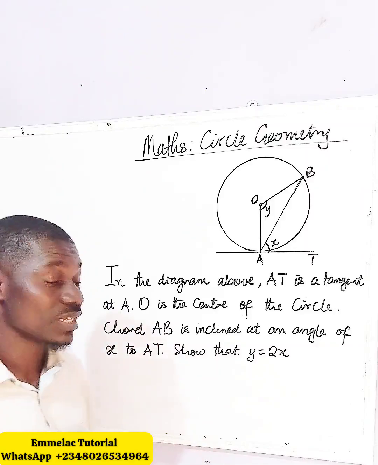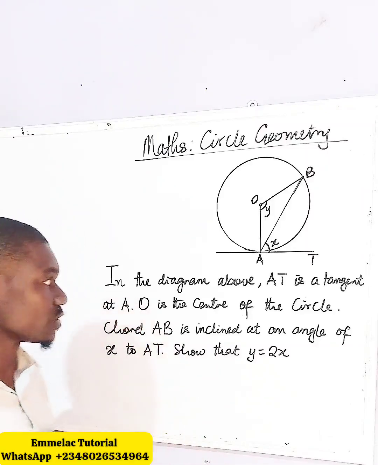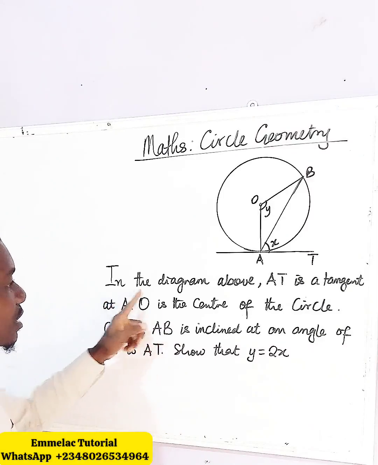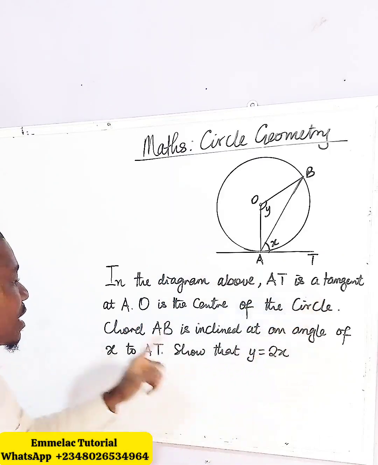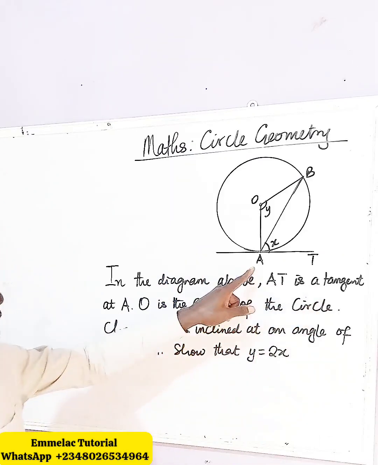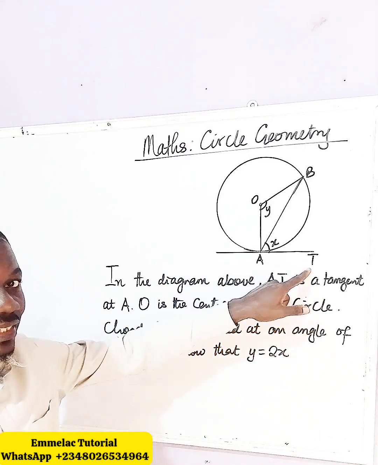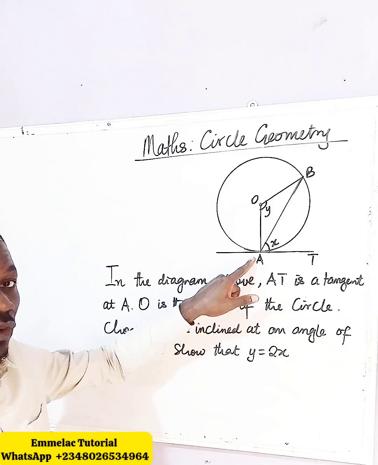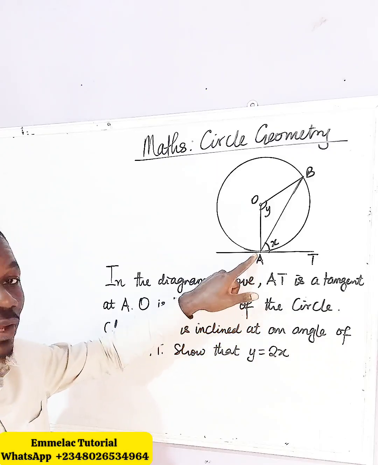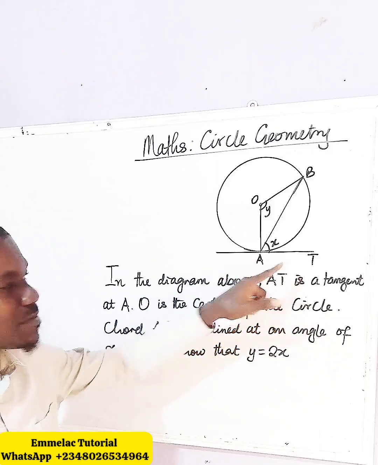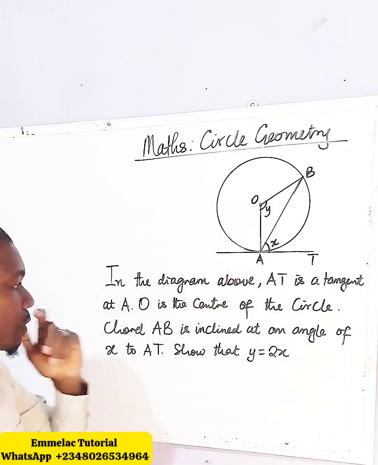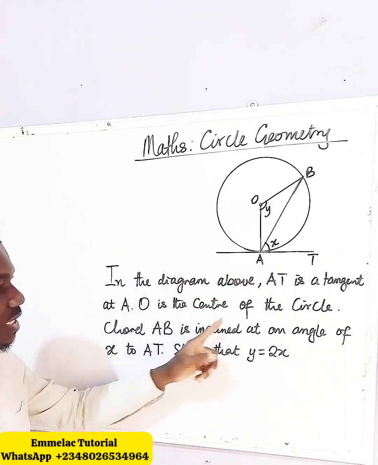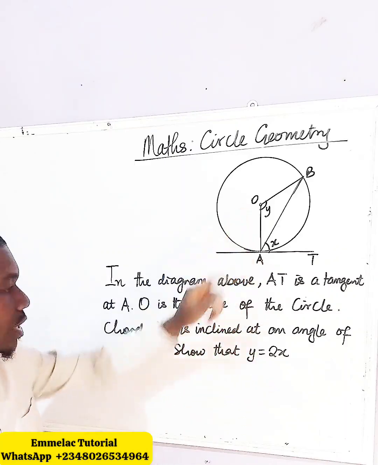Now before us is this circle geometry question, and it shows that in the diagram above, AT is a tangent at A. So AT is a tangent at A. What does this imply? That this is the point at which the tangent AT meets the curve, or the circumference of the circle. Now, O is the center of the circle.